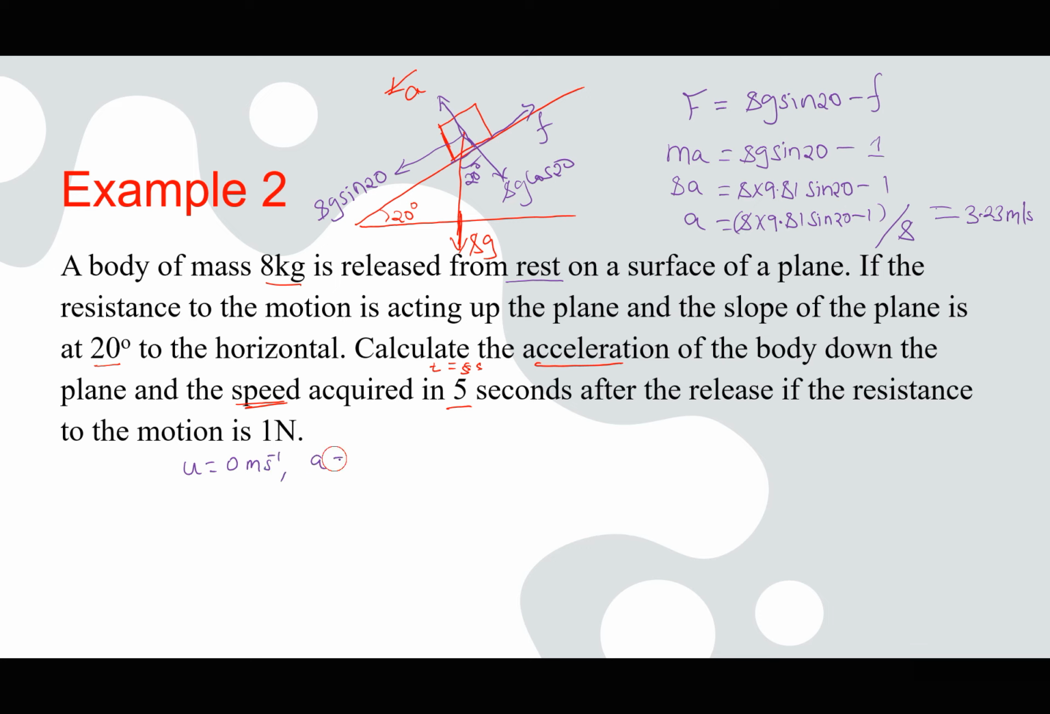The acceleration, we have got it as 3.23 meters per second. And we want to find the final velocity. So if we assume that the acceleration is constant, then we can use equations of motion, such as v equals u plus at, since we have the time. So we can say v is equal to u, which is 0, plus a, which is 3.23, times t, which is 5. So I will multiply this answer by 5 from my calculator.